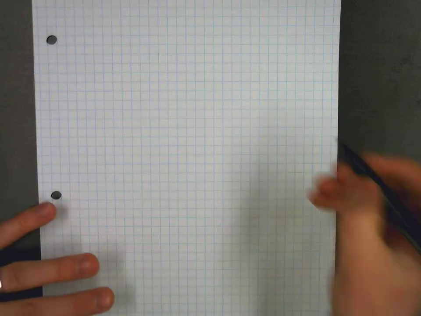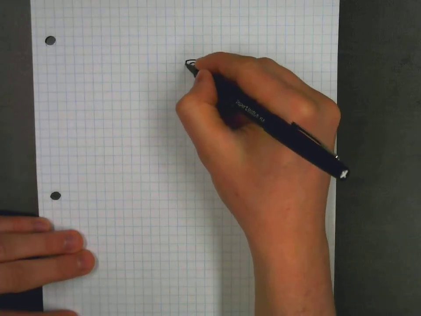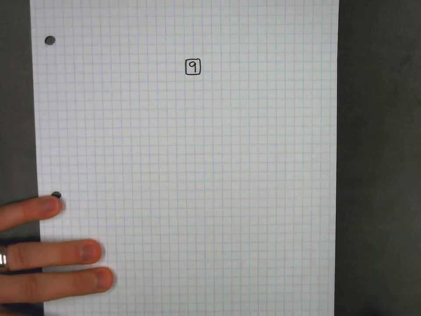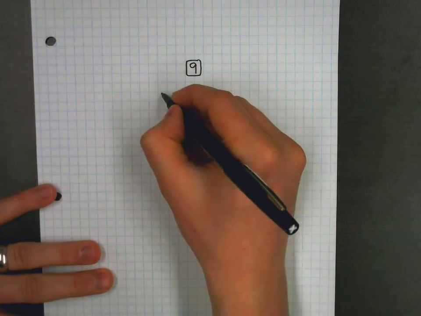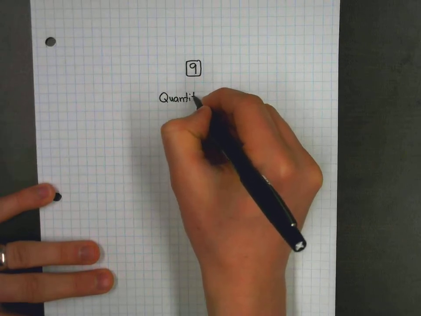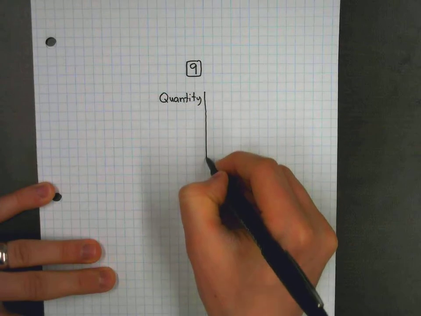Good day, Math 30-1s. Today we begin a conversation about Chapter 9, Rational Functions and Equations. The best way to introduce rational functions and rational equations is to talk about a very convenient application.